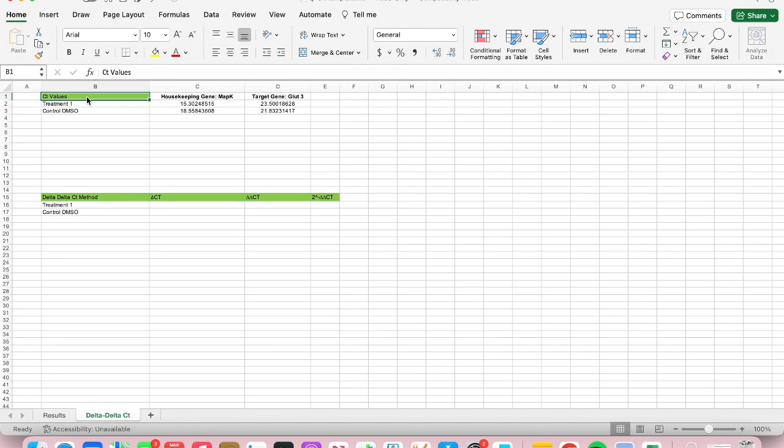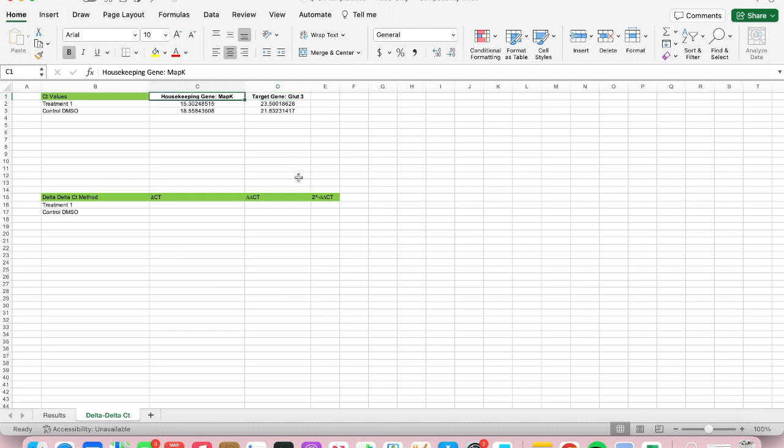In this set of data, we had 2 samples. We're calling one treatment 1, and the other one was our control, which is DMSO for us. Now, the main question we're trying to answer here is to see if there is a fold difference in the expression of a particular gene in 2 sets of samples. In our case, our target gene will be GLUT3.